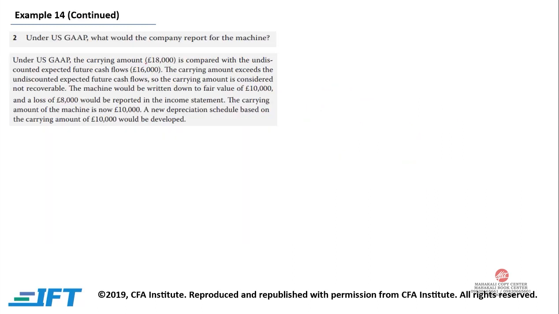So under US GAAP, the carrying amount of 18,000 is compared with the undiscounted expected future cash flow of 16,000. The carrying amount exceeds the undiscounted expected future cash flow, so the carrying amount is considered not recoverable. The machine would be written down to the fair value of 10,000 and a loss of 8,000 would be reported in the income statement. The carrying amount of the machine is now 10,000 and again a new depreciation schedule must be made according to the new carrying amount of 10,000.